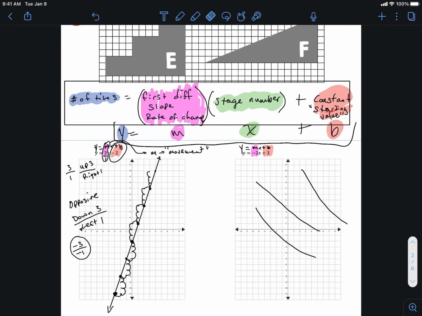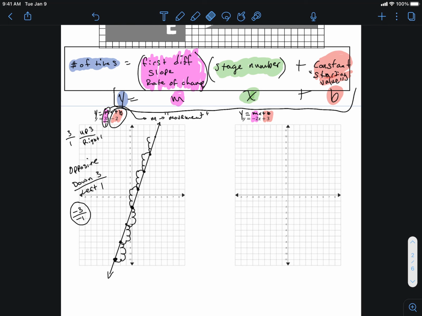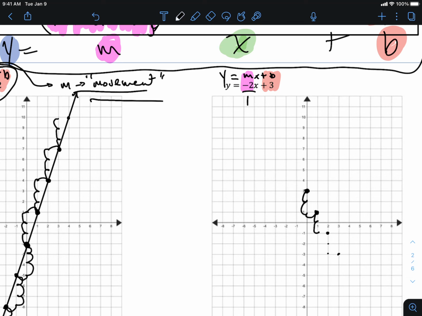You're trying to get a picture of the graph, right? So you're like, okay, well, where do I start on this grid? I start at the 3, right? And then M is for movement. How do I move around? Well, it's telling me that I'm going to move down 2 and to the right 1. 1, 2, right 1. Down 2, right 1. Down 2, right 1. You just keep going until you can't go anymore.